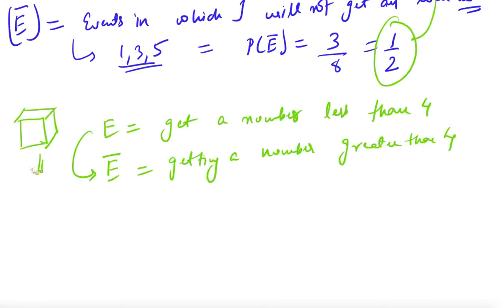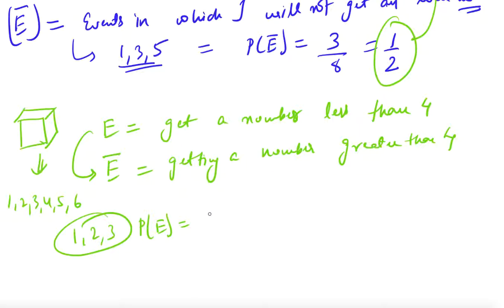Agree? Now I know my possible outcomes are 1, 2, 3, 4, 5 and 6. Now, getting a number less than 4 means the probability of getting E is, what are the different cases possible? 1, 2 and 3, right? So the probability will be 3 by 6, that is 1 by 2.